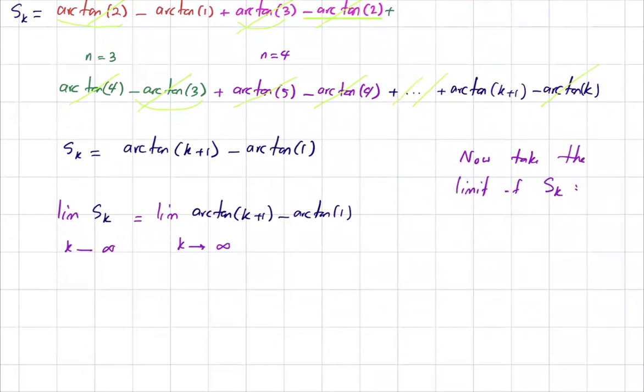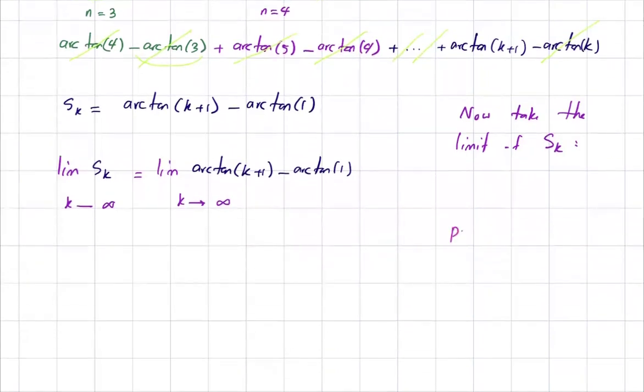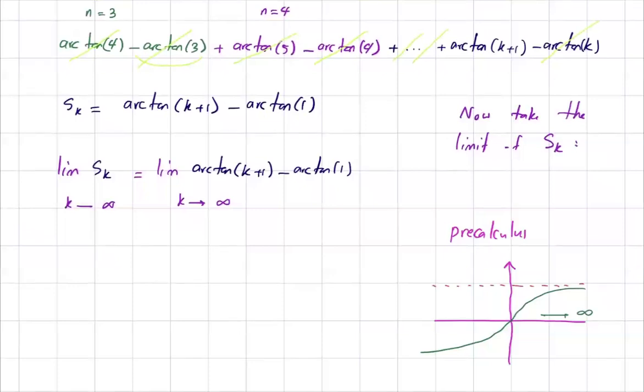From pre-calculus, let me use a different color. The behavior of arctangent was like this. If you look at the arctangent function, the behavior is like this. As x goes to infinity, your function is getting closer and closer to this horizontal line, which is pi over 2. If x is getting closer and closer to negative infinity, it's getting closer and closer to negative pi over 2, in the other direction, everyone, not the same direction. So the limit of arctangent of infinity is pi over 2.